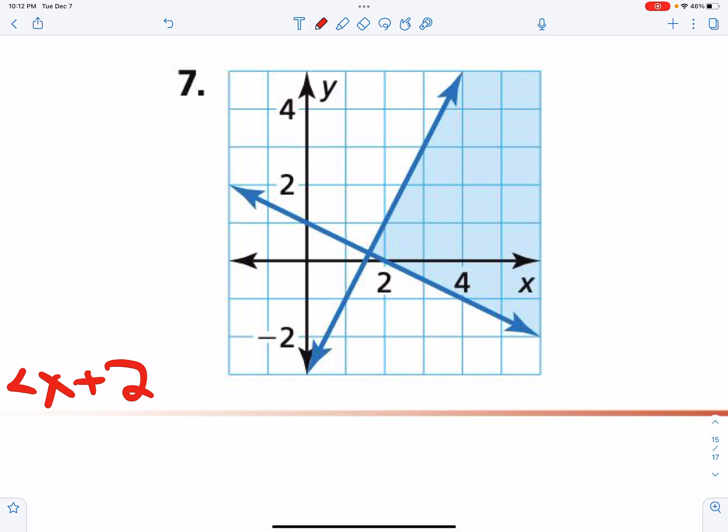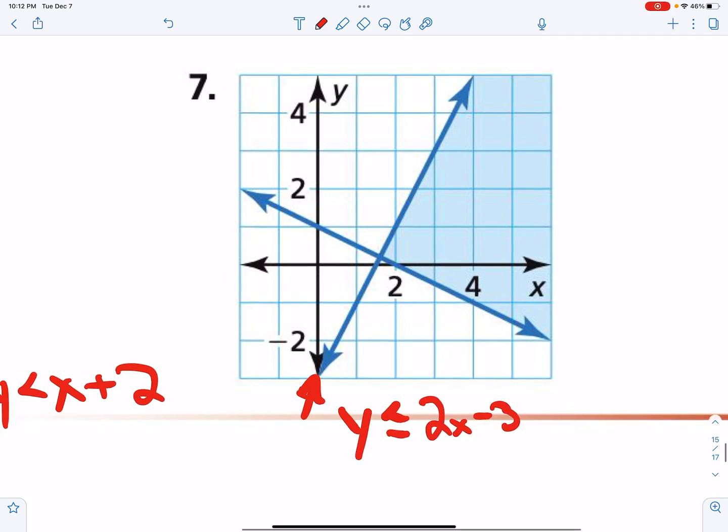Last couple here. This one here, it looks like my y-intercept is -3. So we're going to put a solid line. It's shaded below, so it's y is less than or equal to. My slope looks like it's up 2/1, so 2x minus 3. This one here, it's shaded above as well, so it's y is greater than or equal to. And it looks like it's -1/2 x plus 1.